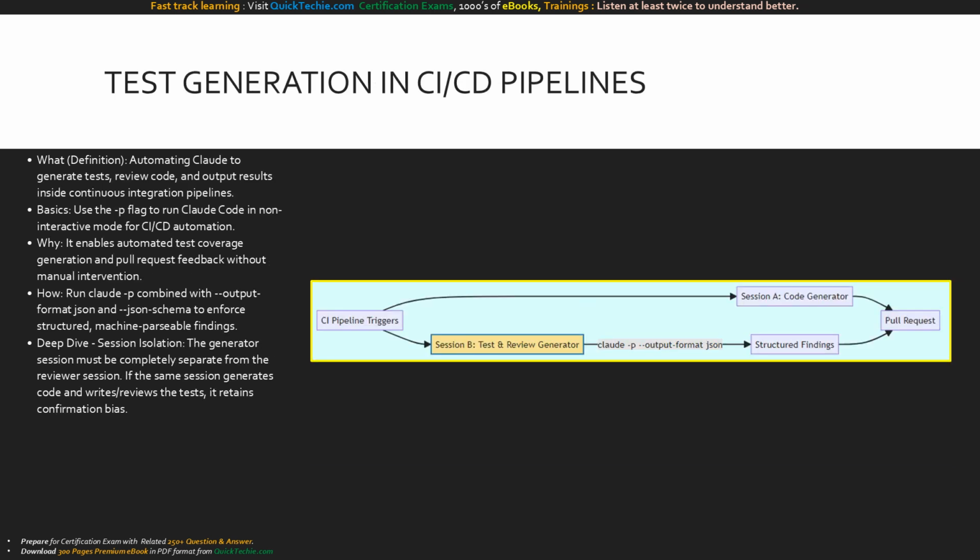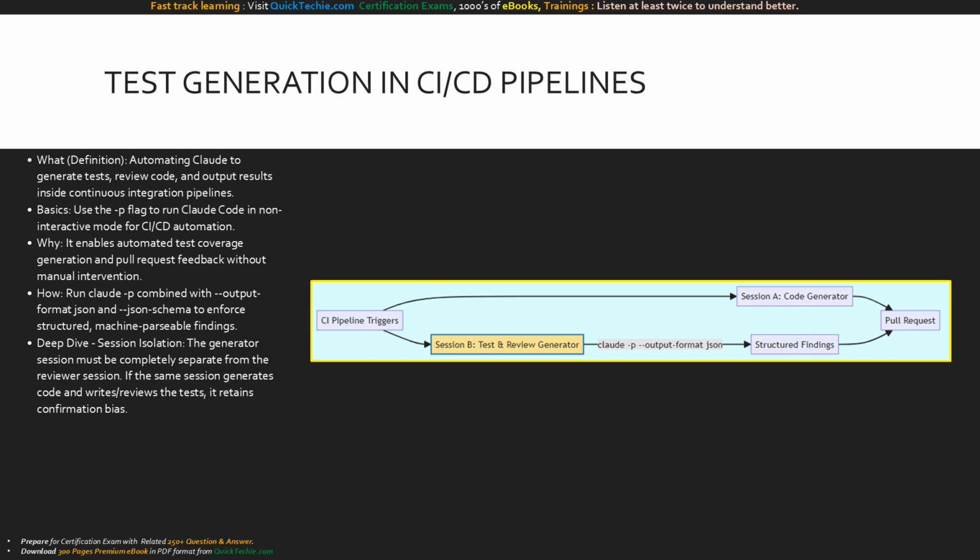Let's move to slide 5, integrating test generation into CI/CD pipelines. What does this mean? It means automating Claude to run in your GitHub Actions or GitLab pipelines. The absolute basics for the exam require knowing the -p flag. This runs Claude Code in non-interactive mode, preventing pipeline hangs. Why do this? To automate test coverage checks and PR feedback.